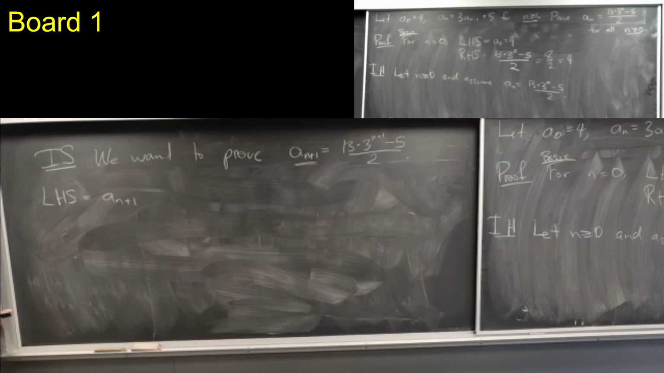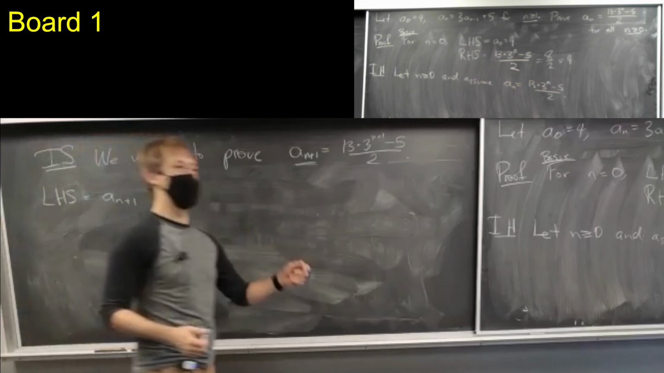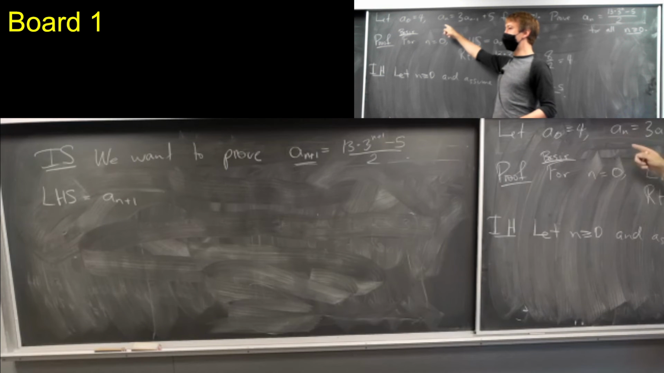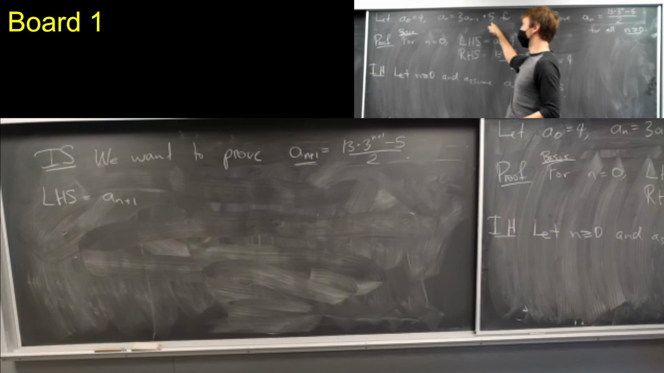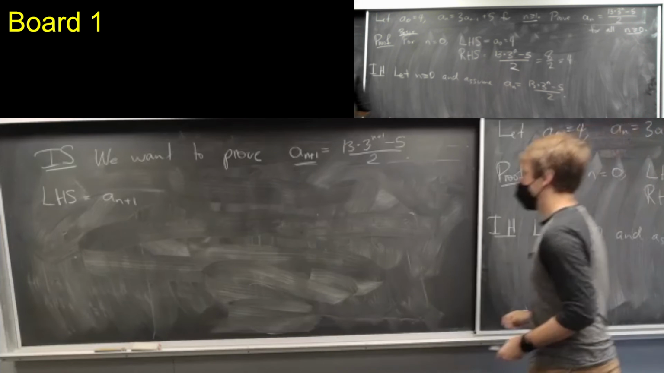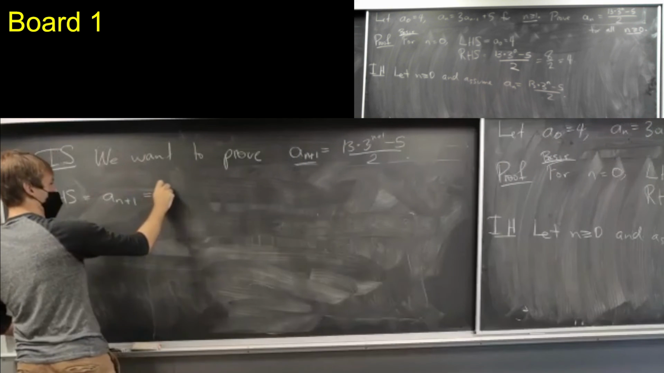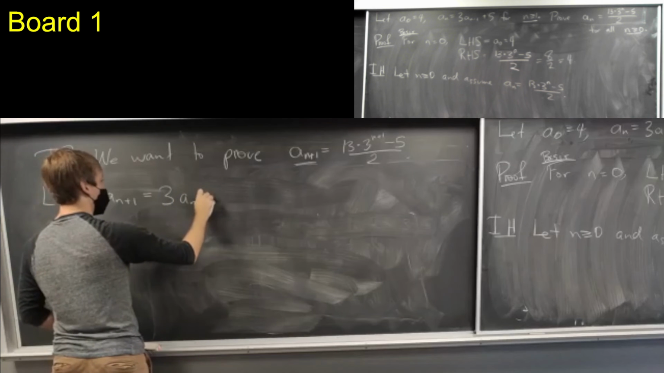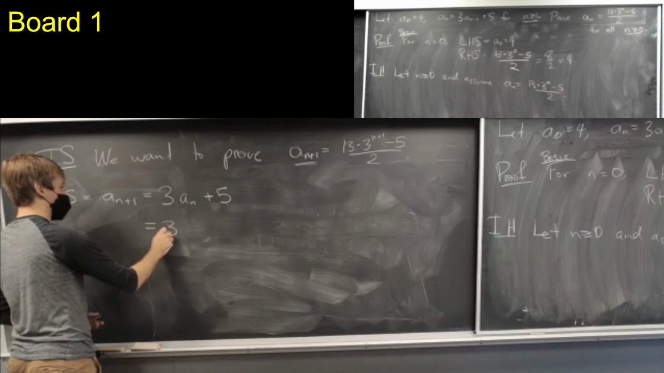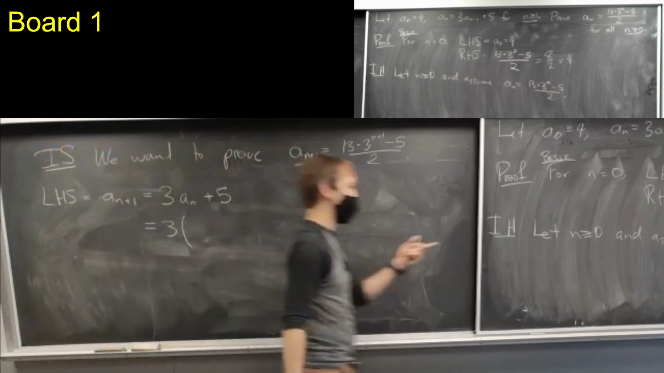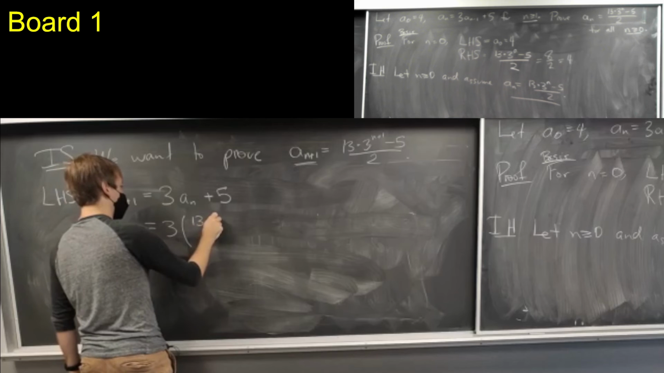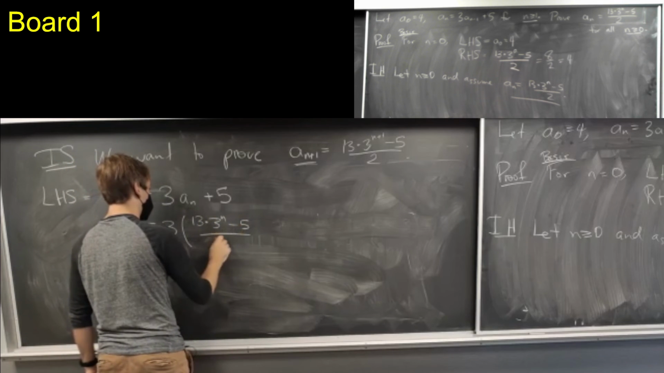What should I do with this? Yeah, plug in, right? Exactly. I'm going to use my recursive definition. Every term of the sequence is equal to 3 times the previous term plus 5, except for A0, because there's no previous term. But in particular, AN plus 1 is going to be 3 times the previous value plus 5. Now, by my inductive hypothesis, I know exactly what AN is. AN is just this. So let's put that in. So AN is 13 times 3 to the n minus 5 over 2.